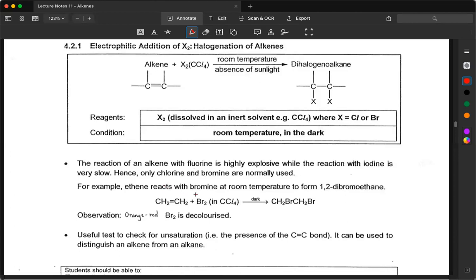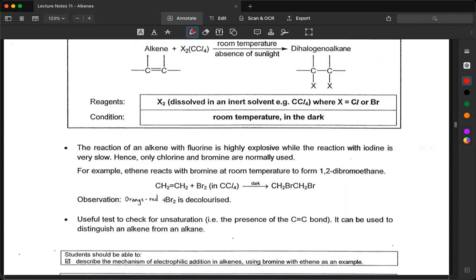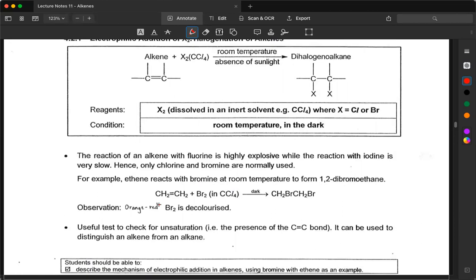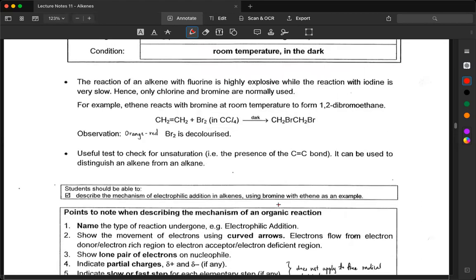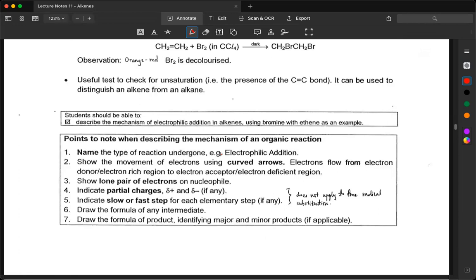So ethene reacts with bromine at room temperature to form 1,2-dibromoethane. And the observation will be the orange-red bromine is decolorized. Take note, we no longer call it reddish-brown, we call it orange-red because in the inert solvent, the bromine appears orange-red. So when it reacts with the alkene, it will be decolorized to form 1,2-dibromoethane. So this is a very useful test to check for unsaturation.